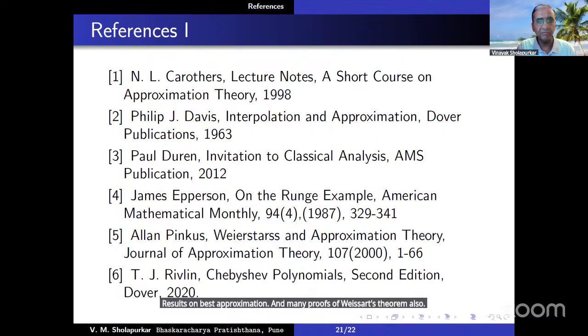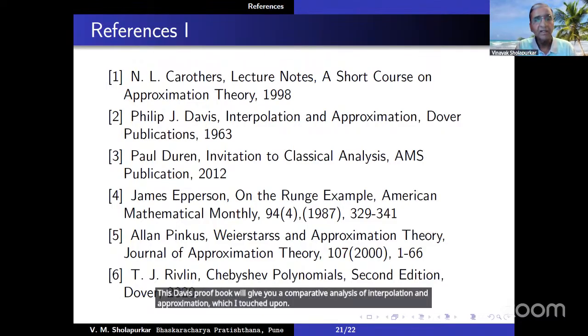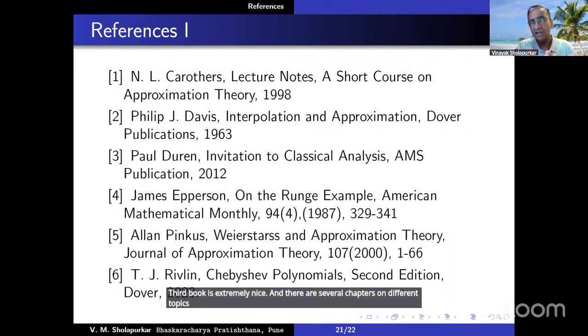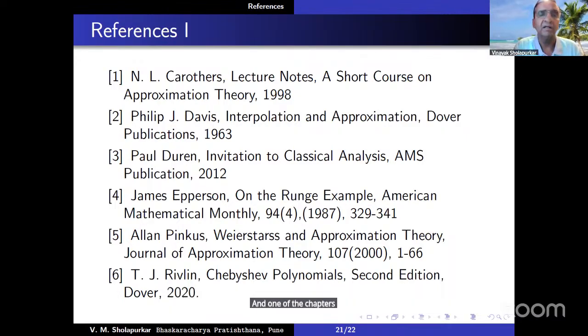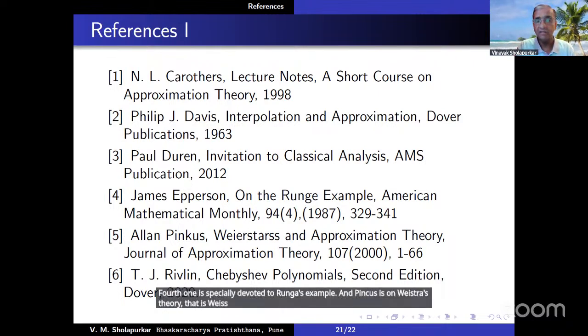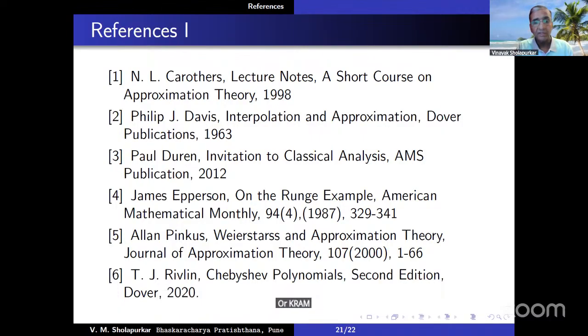This Davis book will give you a comparative analysis of interpolation and approximation, which I touched upon. The third book is extremely nice, and there are several chapters on different topics in analysis. One of the chapters is on interpolation and approximation. The fourth one is specially devoted to Runge's example. And Pincus is on the Weierstrass approximation theorem only. And this last book is excellent, and the second edition is recent.